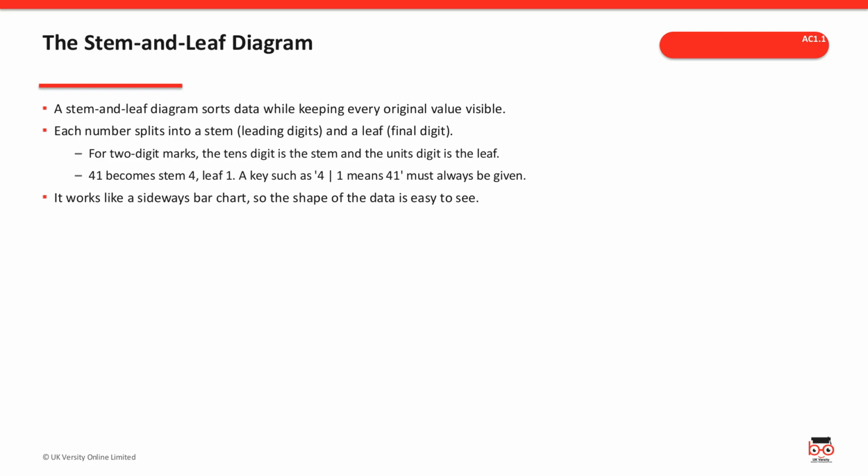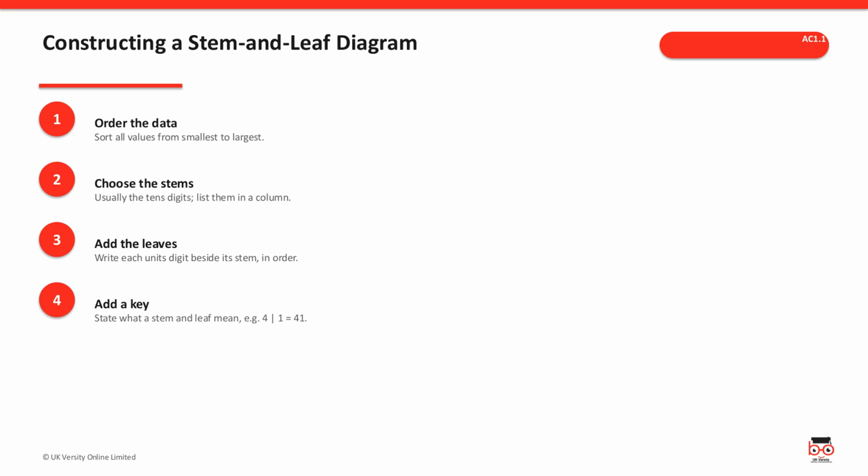Here's the clever thing about a stem and leaf diagram. It sorts your data, but keeps every single original value in view. You split each number into a stem, the leading digits, and a leaf, the final digit. So the mark 41 becomes a stem of 4 and a leaf of 1. And you always add a key, something like stem 4, leaf 1 means 41. Turned on its side, it reads like a bar chart, so the shape is easy to spot.